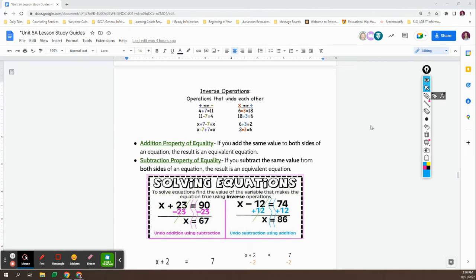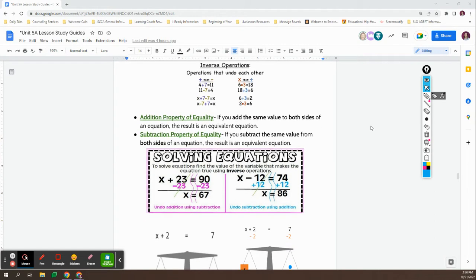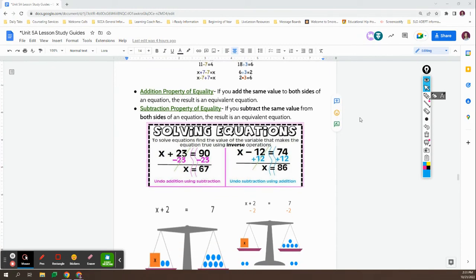opposite of multiplication. So for the addition property of equality, if you add the same value or the same number to both sides of an equation, the result is an equivalent equation or equal equation. And then if you subtract the same value from both sides, the result is an equivalent equation. So as long as you do the same thing to both sides of the equation, it stays equivalent or equal to each other on both sides.